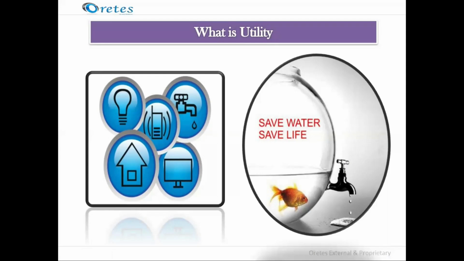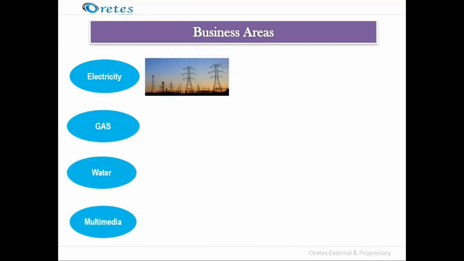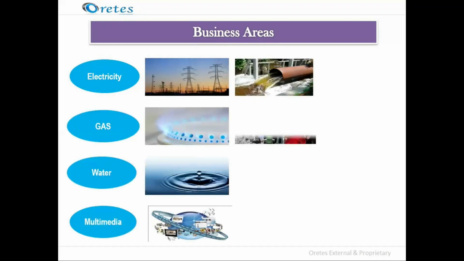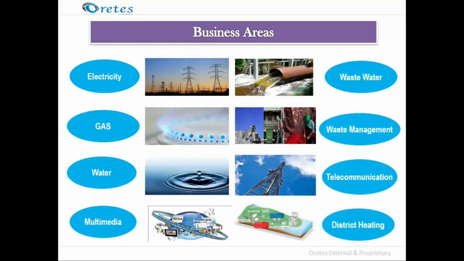So what happened when there was no mobile? People had different kinds of stuff: your calendar is there, pen is there, notebooks are there. Everything is now within mobile. So utility is one of the essential parts. Now, when I say public utility, what are the business areas utility impacts, like electricity, gas, water, multimedia? Then we have waste management, wastewater management, telecom, district heating. All of these come under the utility business.